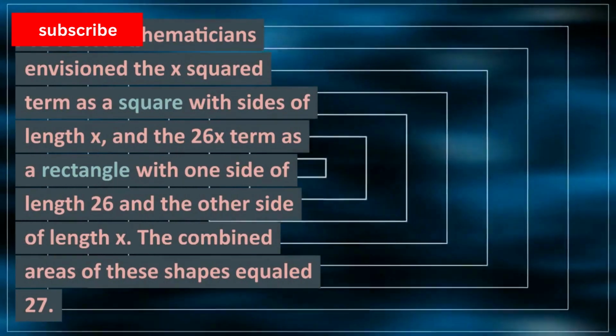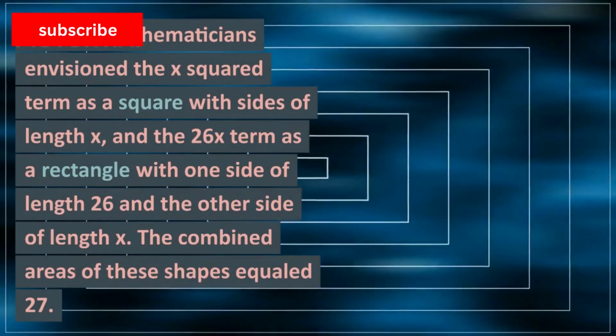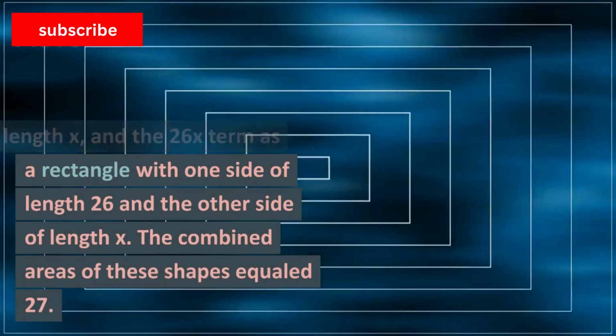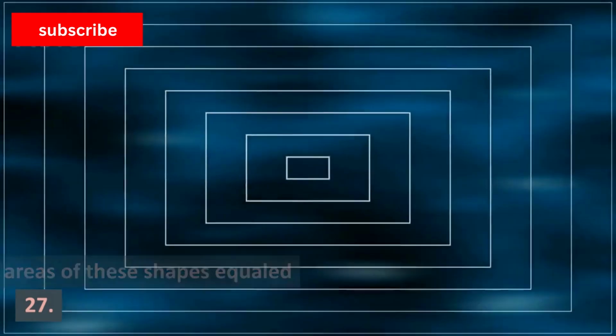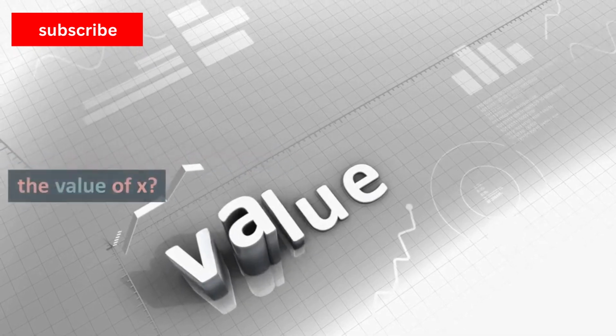Ancient mathematicians envisioned the x squared term as a square with sides of length x, and the 26x term as a rectangle with one side of length 26 and the other side of length x. The combined areas of these shapes equaled 27. So, how did they determine the value of x?